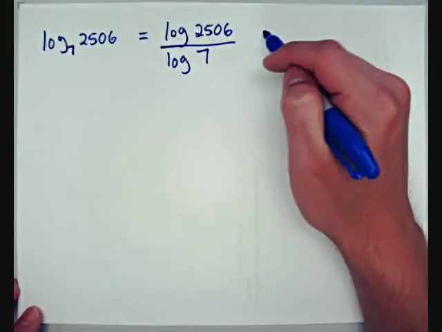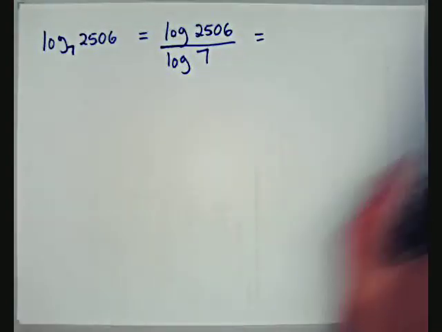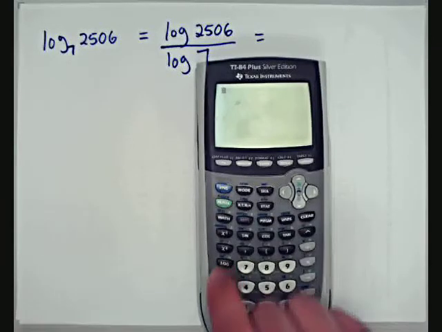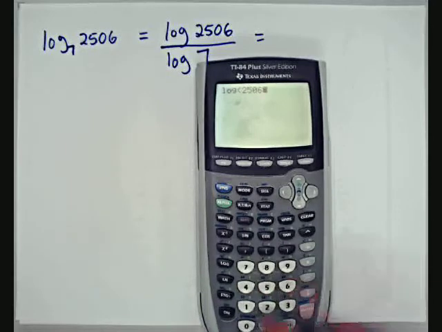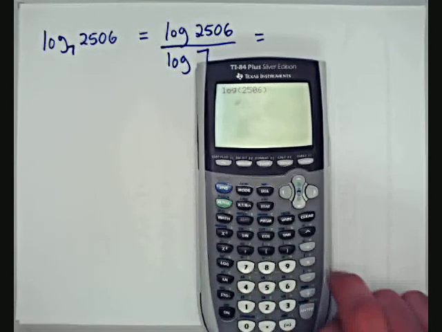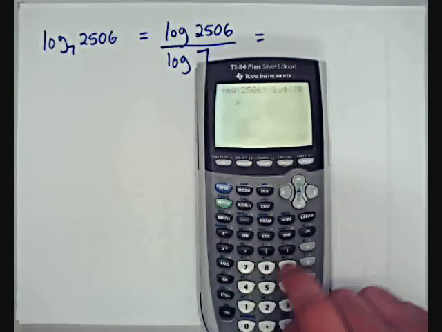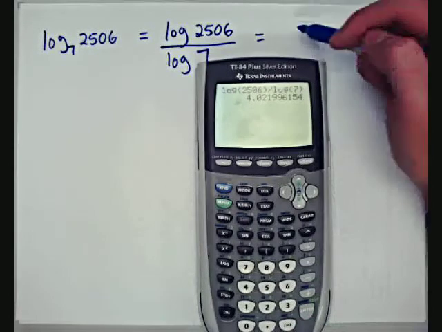Okay? And so if you type this into your calculator, you'll have log 2,506, close the parentheses, divided by another log of 7, close the parentheses. And so we get 4.022.